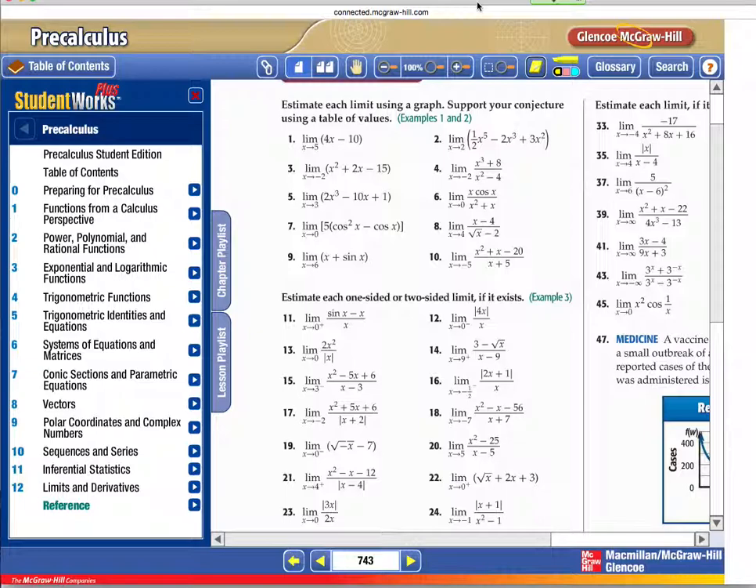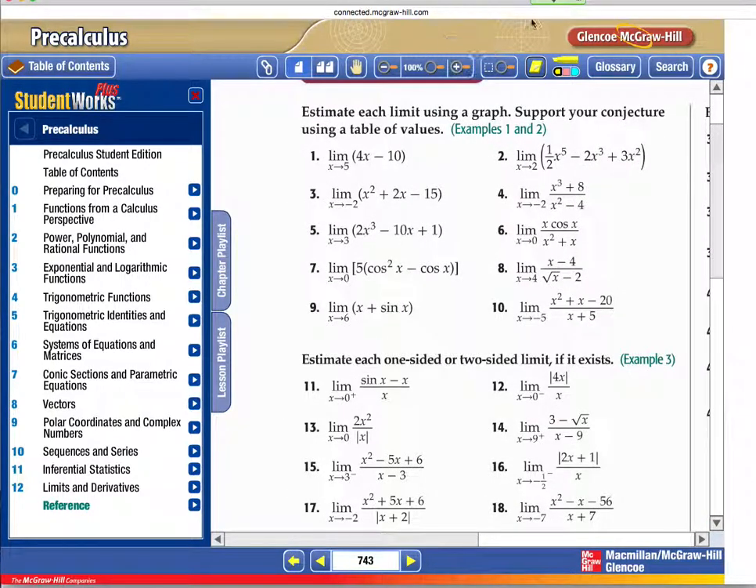All right, so we're going to look at number 3 on page 743. And the first thing we're going to do is learn how to read that. Okay, so on page 743, number 3, here's how you read it. Obviously, LIM stands for limit, so it's the limit as x approaches -2 of x squared plus 2x minus 15. That's how you say it.